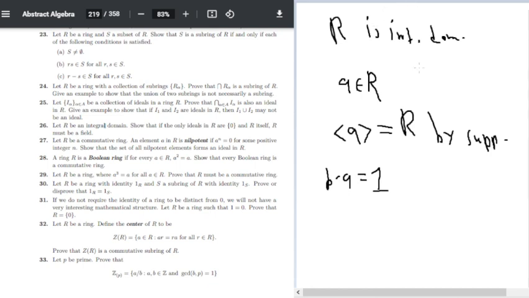I'm just wondering where the assumption that it's an integral domain comes in. So A is an element of R. By supposition, the principal ideal of A is equal to the entirety of R. Because it's an integral domain, we have that it's a ring with unity. Is a commutative ring with... No, not necessarily a commutative ring with unity. Shoot, oh my gosh.